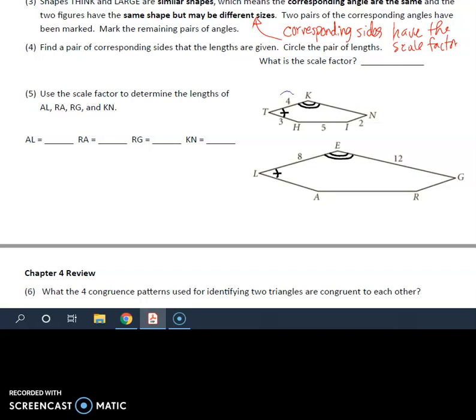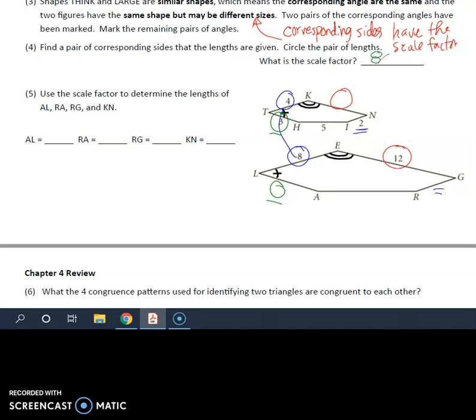So the only pair of numbers that actually we have both numbers is TK and LE. If I look at 2, for example, 2 goes down here to RG. If I look at the KN, it goes with EG. If I look at TH, it goes down here with LA, and HI goes with AR. So the only pair is TK and LE.